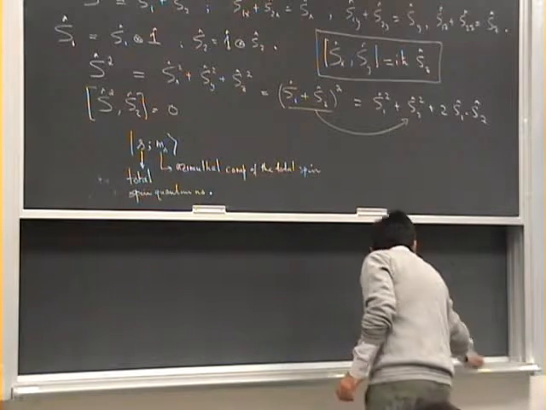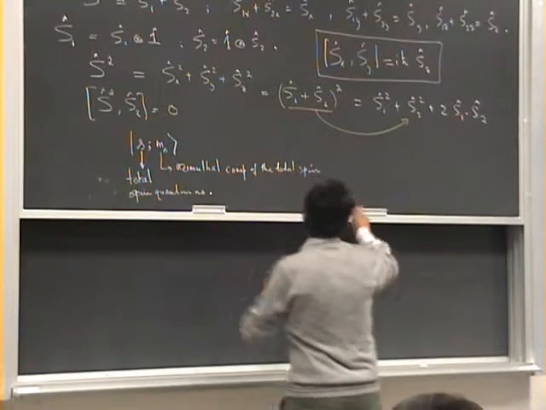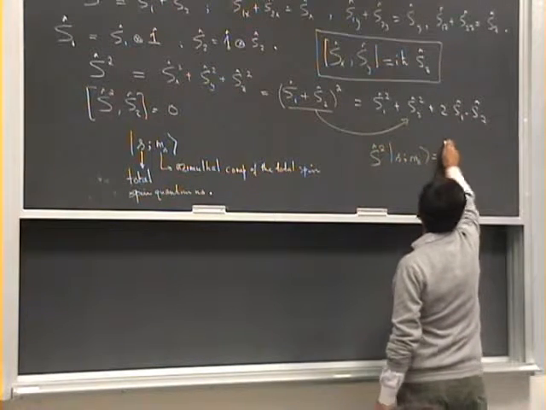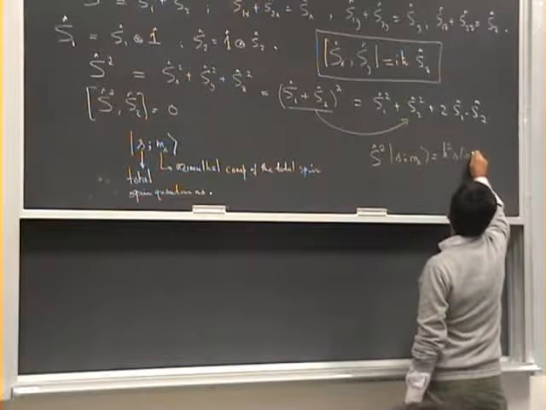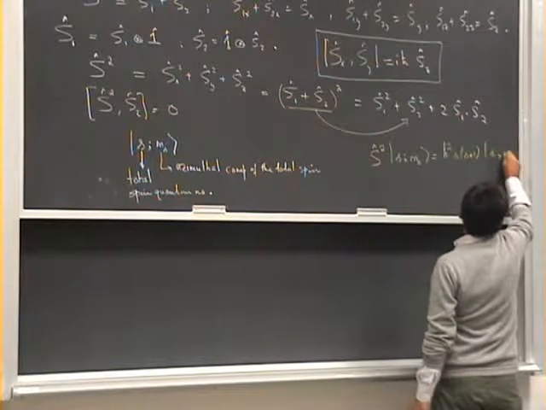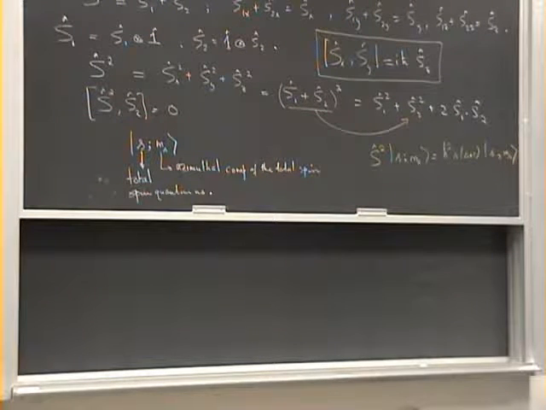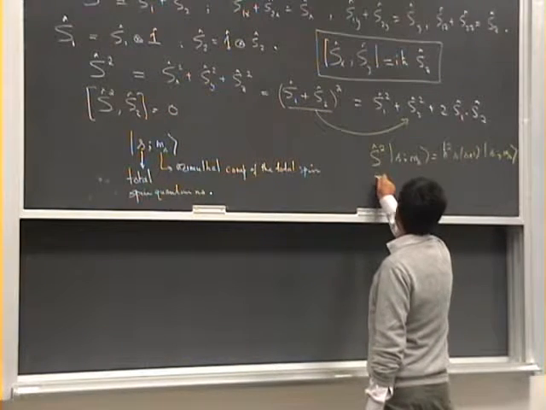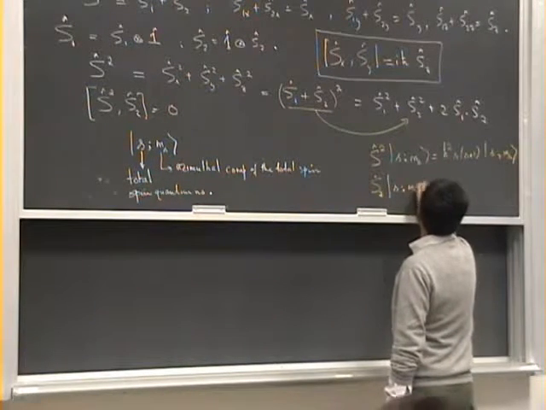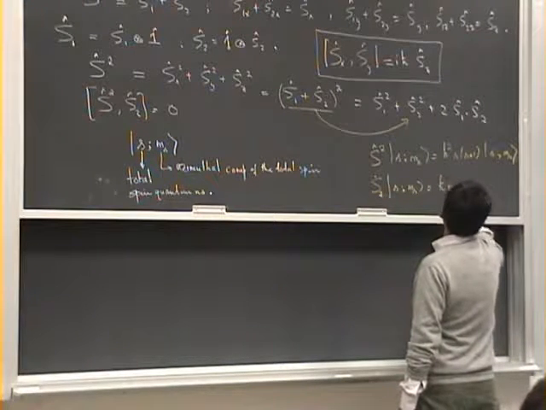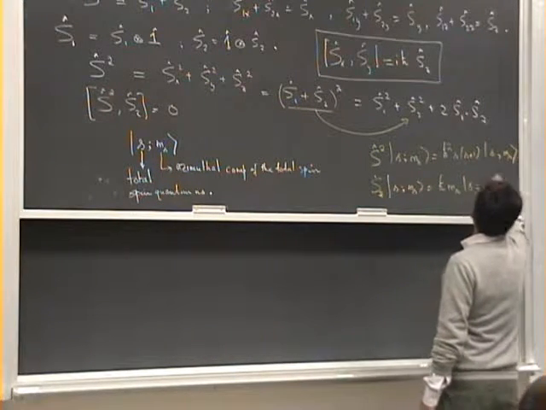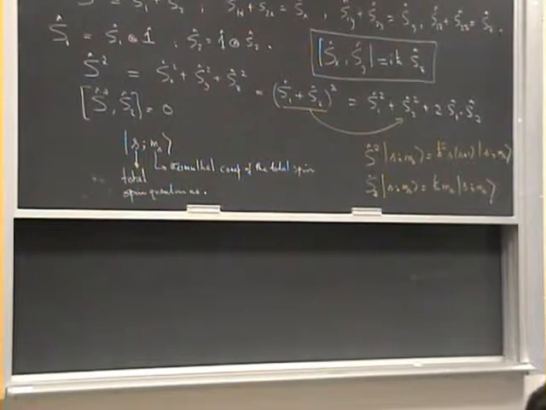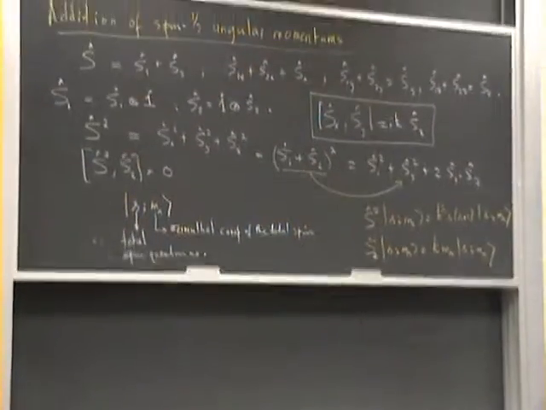And how are they defined? They are defined in the following way: if S square acts on S semicolon MS, what do I get? I get h bar squared S times S plus 1 times S semicolon MS. And if SZ acts on S semicolon MS, I get h bar MS times S semicolon MS. Correct? Alright.